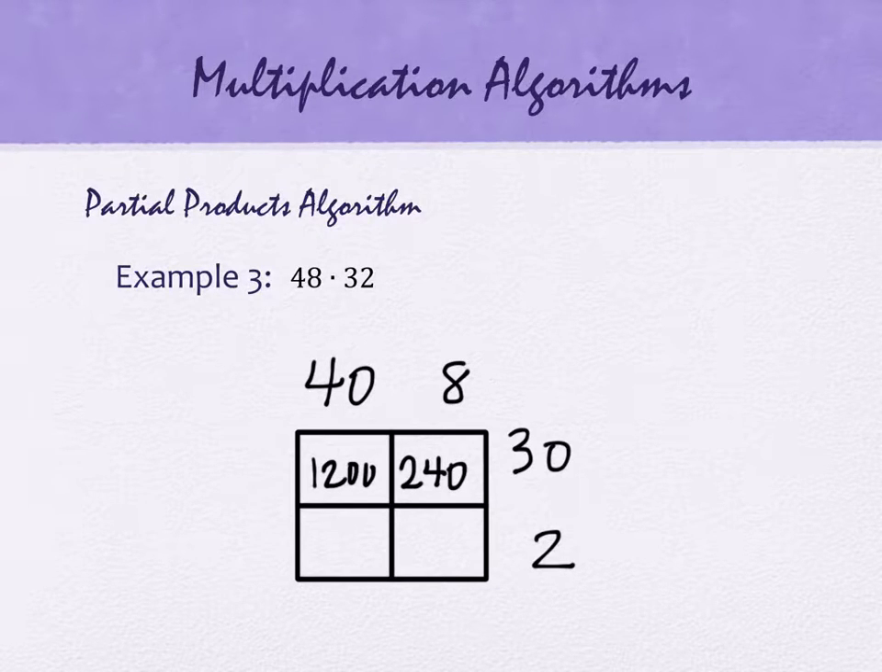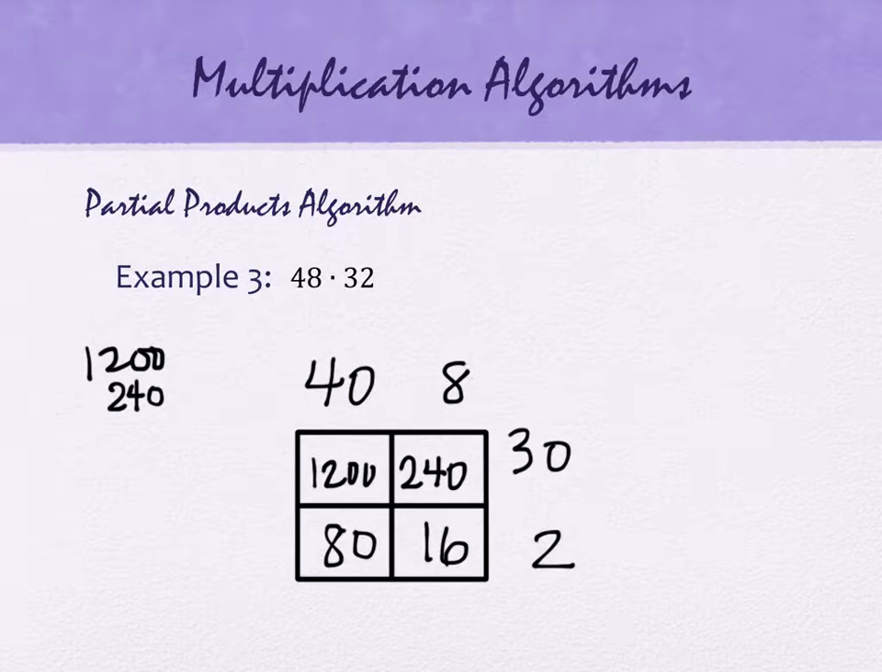In this box, I'm going to multiply 40 times 2, and I'm going to get 80. And in my final box, I'm going to multiply 8 times 2, and I'm going to get 16. And then I'm going to add these values together, just like I did on the previous screen. You can do it in whatever order. I tend to go biggest to smallest. So 1,200, 240, 80, and 6. And of course, you add them together, you get the 1536 we had before.